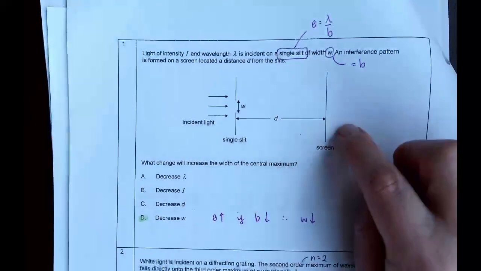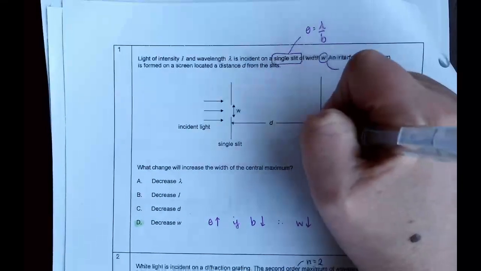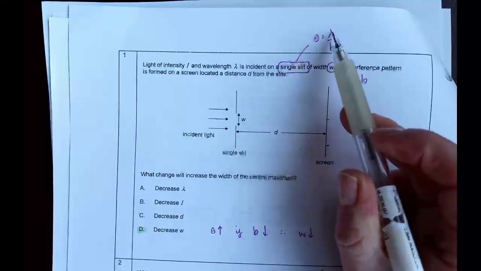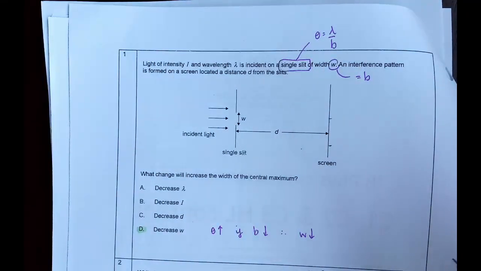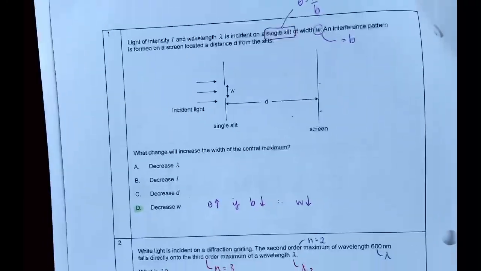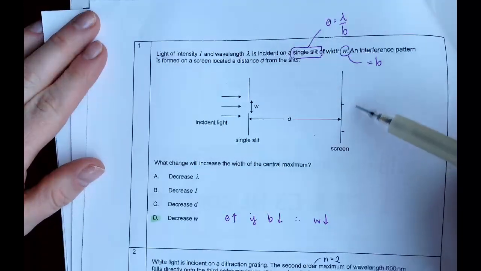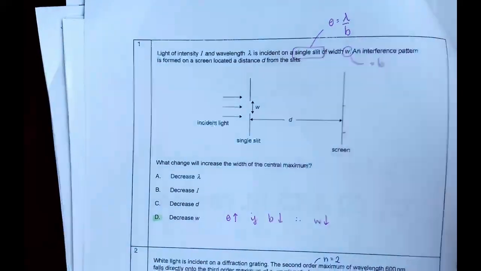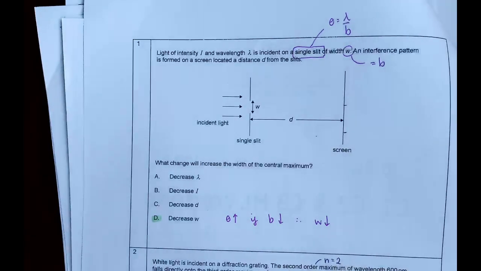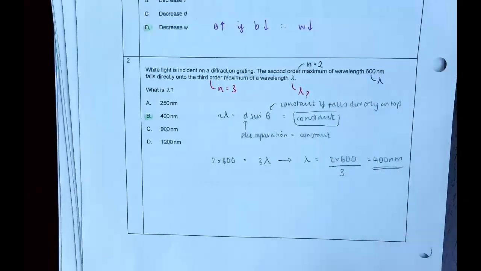If you increase the width of the central maximum, you're essentially increasing theta, because that's measured from this central point. So to increase theta with the same wavelength, you have to decrease b. So you have to therefore decrease W in this question. That's just recognition of what is what in the equation, and knowing that an increase in width of the maxima means increasing theta.